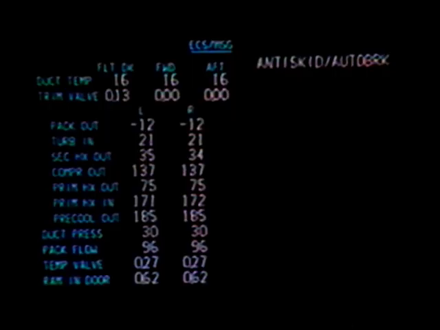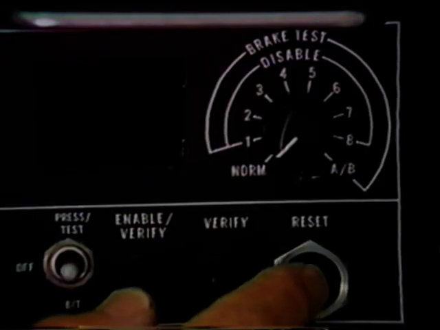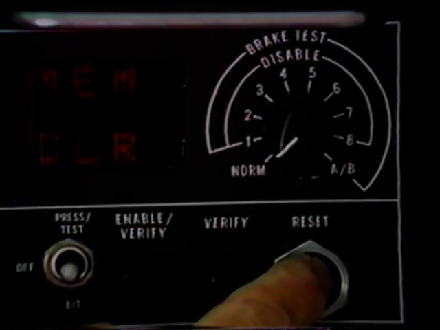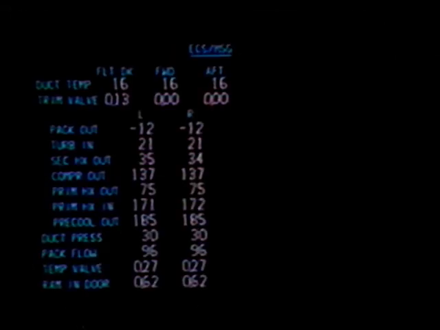If a failed LRU is stored in memory, the associated anti-skid auto-brake maintenance message appears on ICAS until the reset switch on the control unit in the main equipment center is pressed. Corrective action on faults not stored in memory clears the anti-skid auto-brake message without activation of the reset switch.